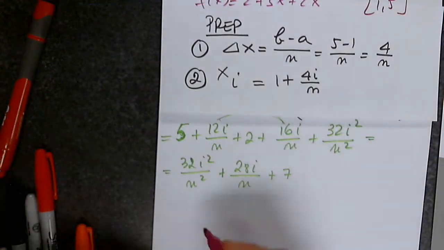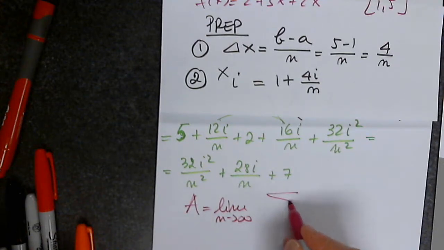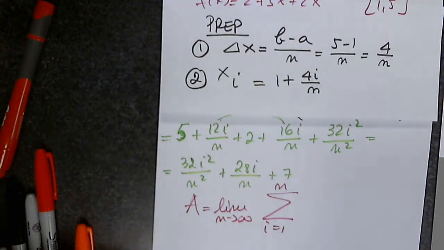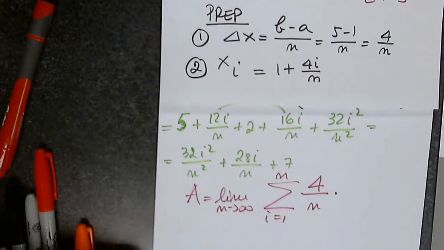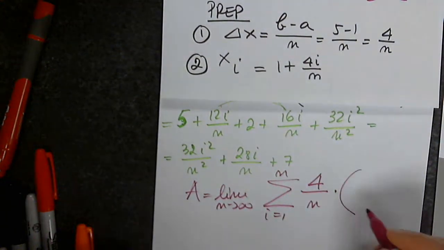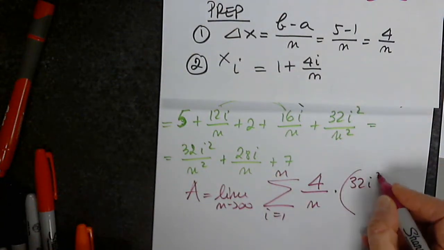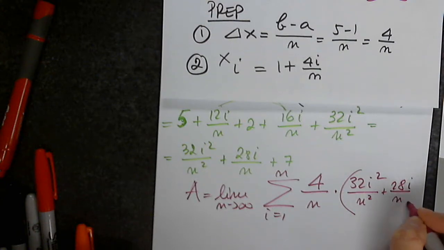So the area equals the limit as n approaches infinity of the sum from I equals 1 through n. Delta x is 4 over n multiplied by f of xi, and in parentheses this whole thing: 32I squared over n squared plus 28I over n plus 7.